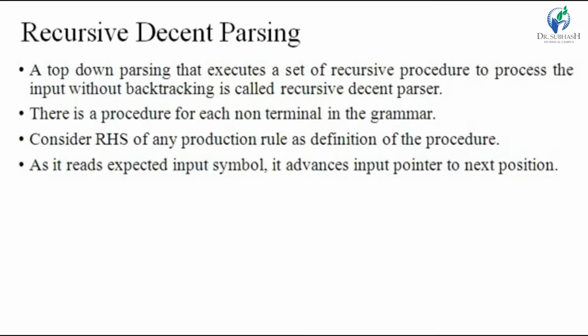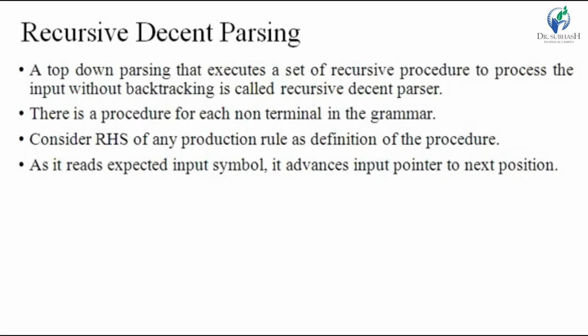First, recursive descent parsing. A top-down parsing method that executes a set of recursive procedures to process the input without backtracking is called a recursive descent parser. There is a procedure for each non-terminal in the grammar. Consider the right-hand side of any production rule as the definition of the procedure. As it reads the expected input symbol, it advances the input pointer to the next position.